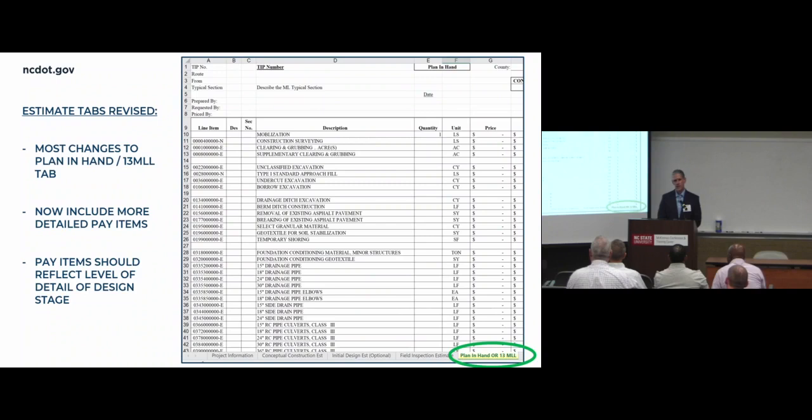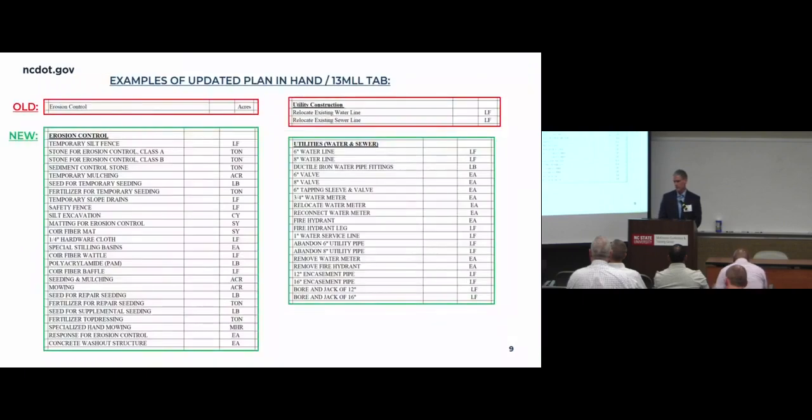Really just trying to capture the level of detail that is available at that stage. And since that's the last estimate that's typically done before a project comes onto the 12-month let list, we want to capture as much detail as we can and really get the most accurate estimate we can at that stage. And here's a couple of examples of the updates that we did to that tab.